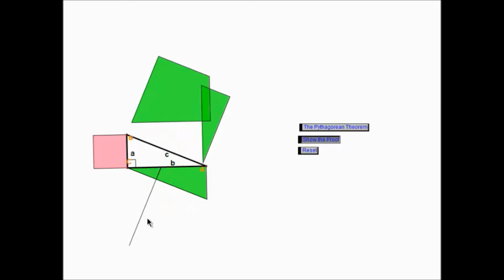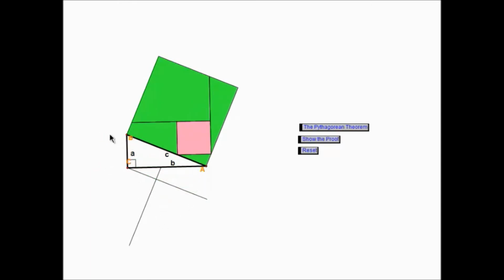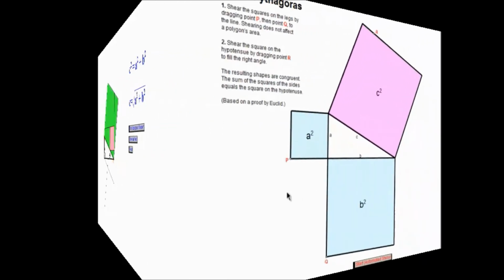And we can cut up the square on B and take the square on A and move them in, and they become the same area as the square on C, thus proving that a squared plus b squared, which are the two shorter sides squared and added together, give you c squared, which is the hypotenuse squared.